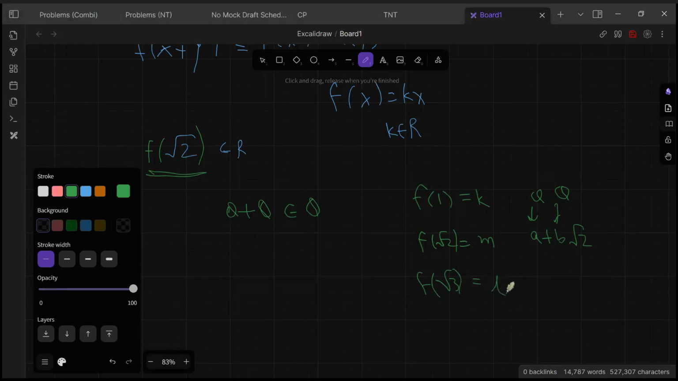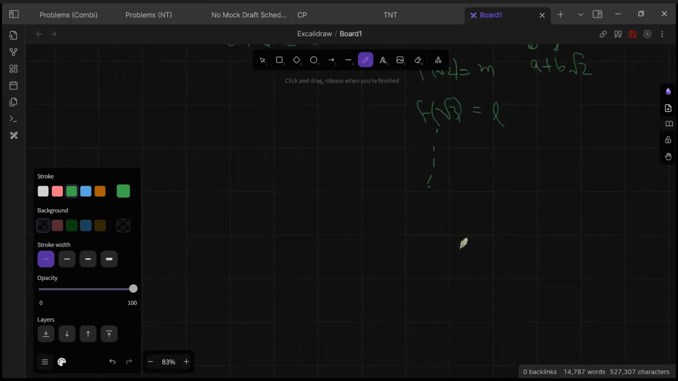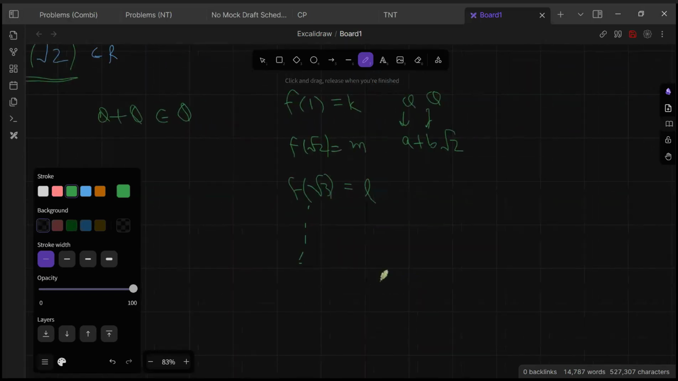So okay, we'll give another variable, L. But then we'll notice that this is never going to end, because eventually we'll realize that the square roots are not the only thing. We have pi, we have e, we have all of those transcendental numbers. So we're not getting anywhere.